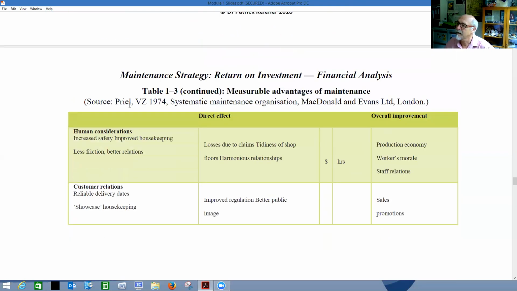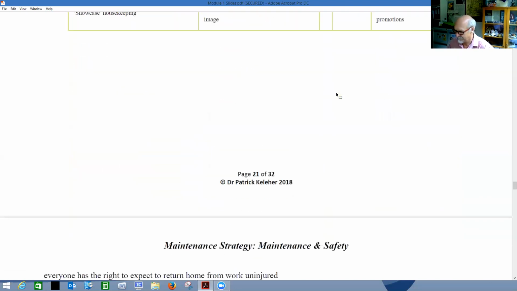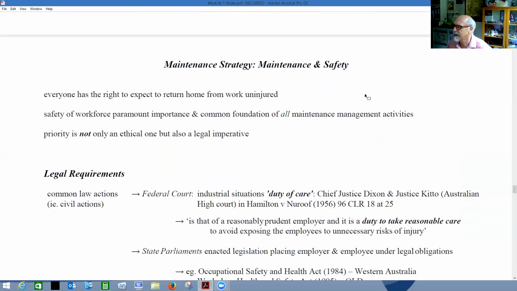All right, so human considerations, customer relations, etc. So again, it's just a way for you to critically analyze your maintenance strategy and your maintenance outcomes.